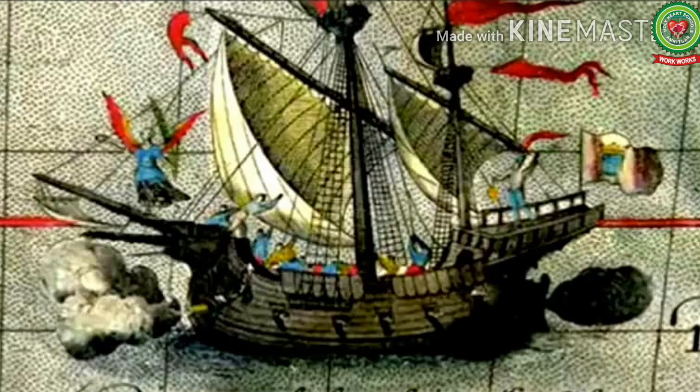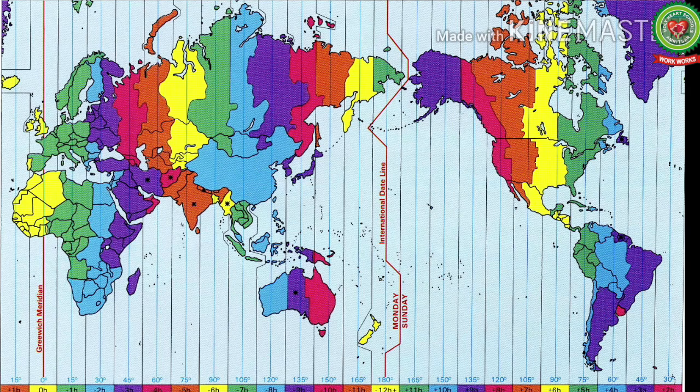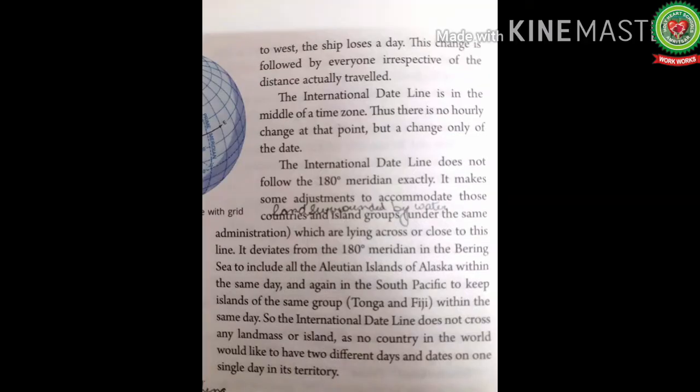This meant that when a ship sails eastward and crosses the 180 degree meridian from west to east, it gains 1 day, but if it crosses the 180 degree meridian from east to west, the ship loses a day. This change is followed by everyone irrespective of distance actually traveled. This we have already discussed. The international dateline is in the middle of the time zones, thus there is no hourly change at that point, but a change is only of the date.